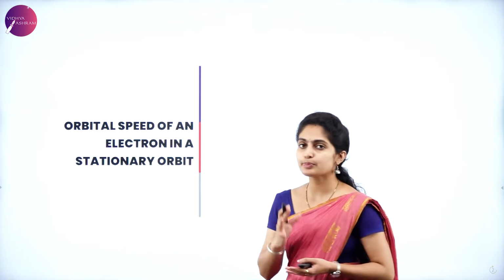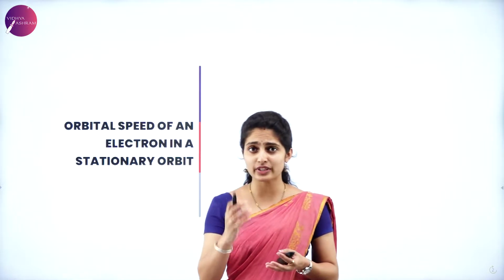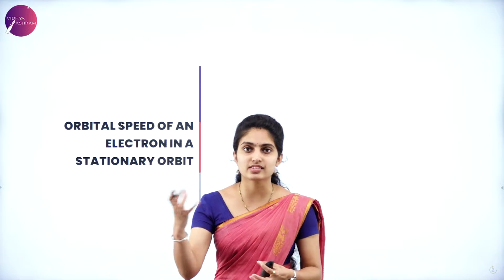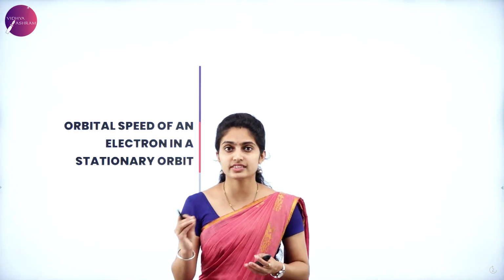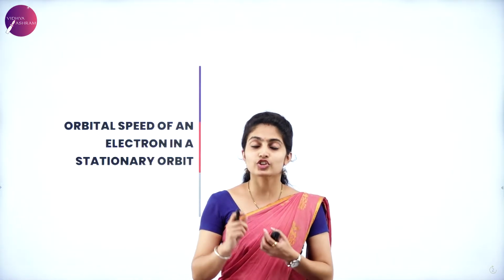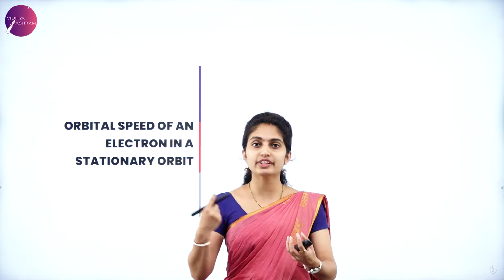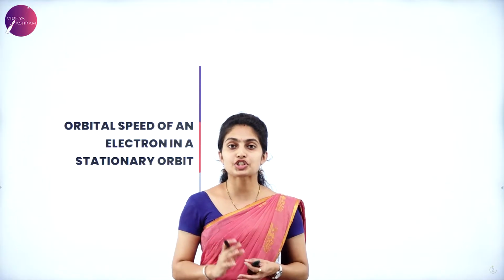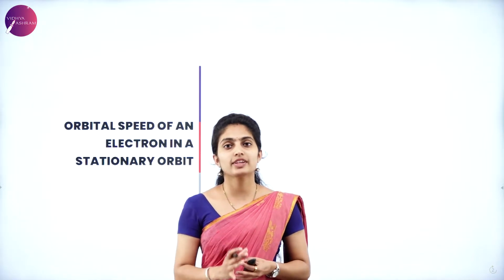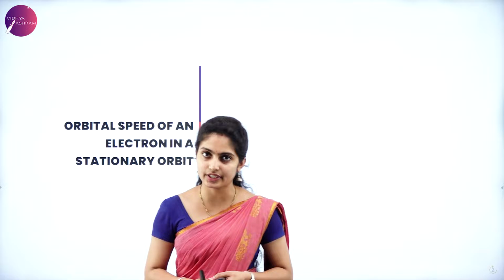So what is the speed of the electron? What is meant by speed? Speed means a certain distance travelled within a certain time interval. Now we are checking orbital speed. Orbital means it is a circle. So the electron revolving around the nucleus was the condition made by Rutherford as well as Niels Bohr. Niels Bohr told that the electron revolves around the nucleus in a stationary orbit.